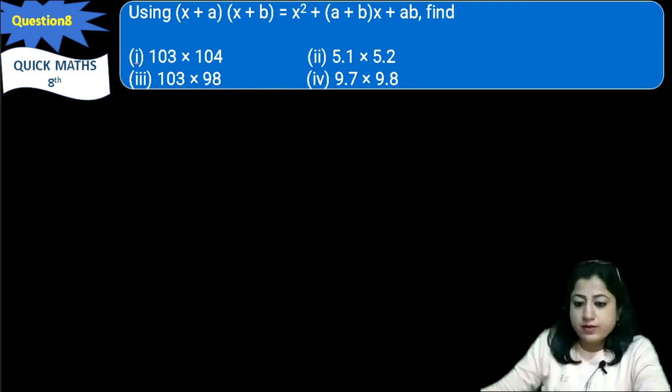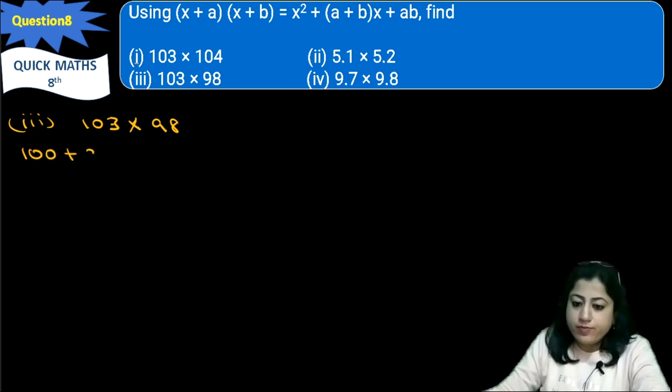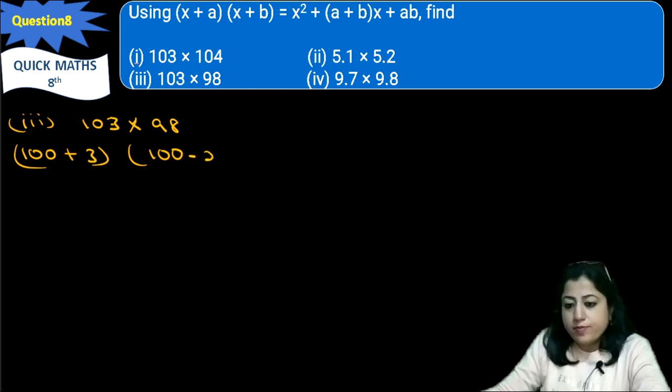Now next part. Next part is the third part. 103 multiply 98. Now both are closer to 100. So we can write it as 100 plus 3 and 100 minus 2.